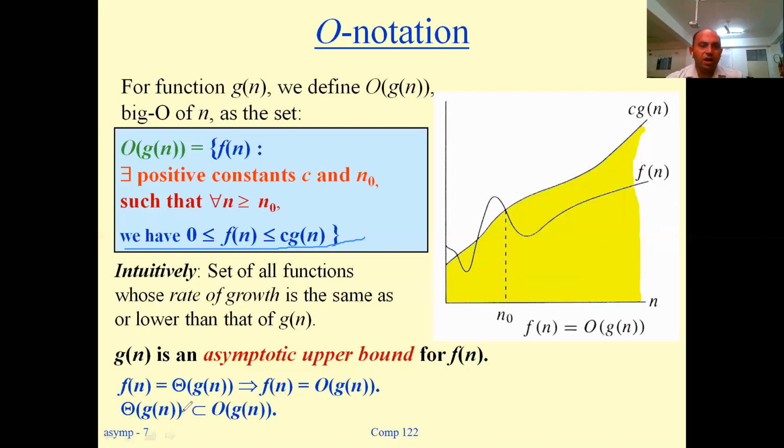Now we have some properties of big O notation. If f(n) is equal to theta of g(n), this implies that f(n) must be order of g(n). It means if our function satisfies the relation with theta, then it must satisfy the relation with big O notation. Big O notation is also called the upper bound.